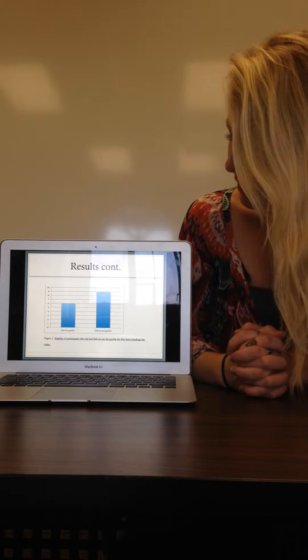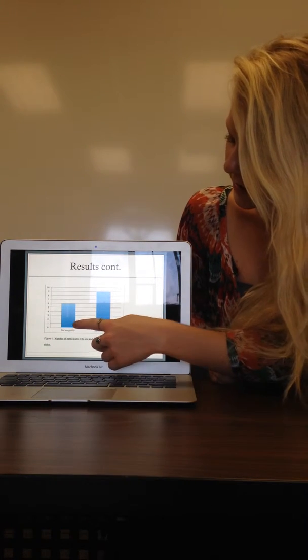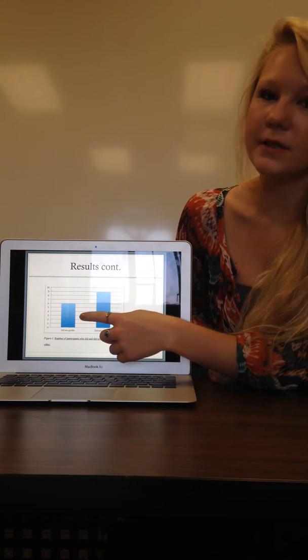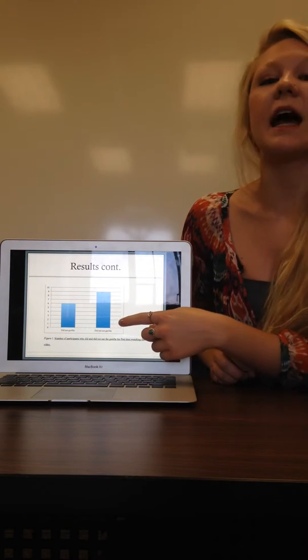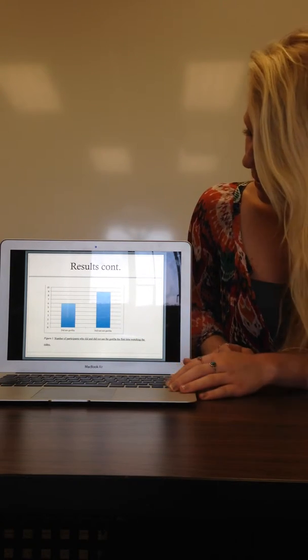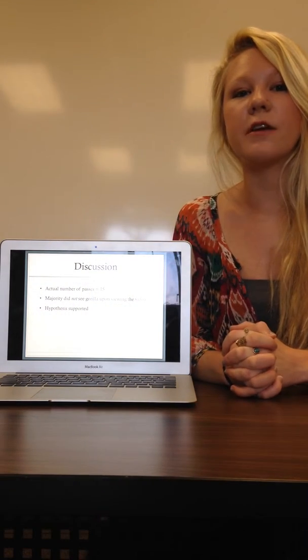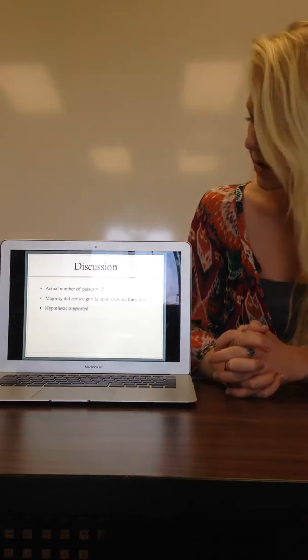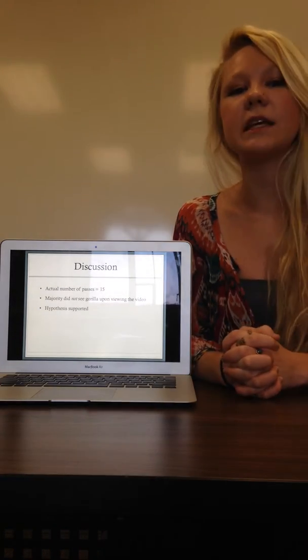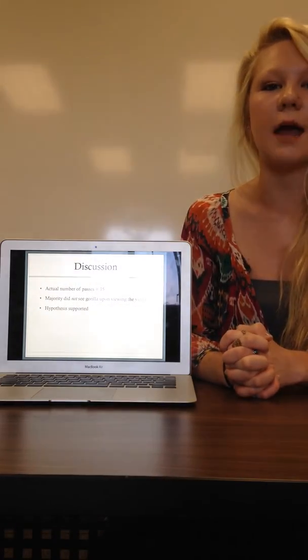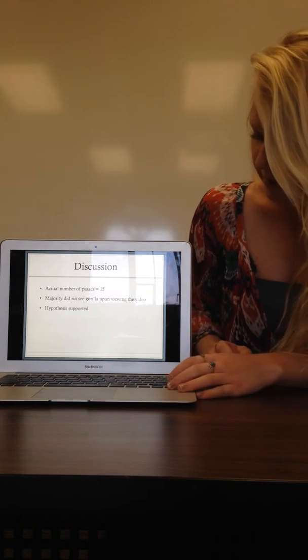This graph shows that 6 people ended up seeing the gorilla upon viewing the video for the first time. 9 people, however, did not see the gorilla upon viewing the video for the first time. The actual number of passes counted was 15, so the majority of people did count the number of passes correct. However, most people did not see the gorilla upon viewing the video for the first time. This supports the hypothesis.